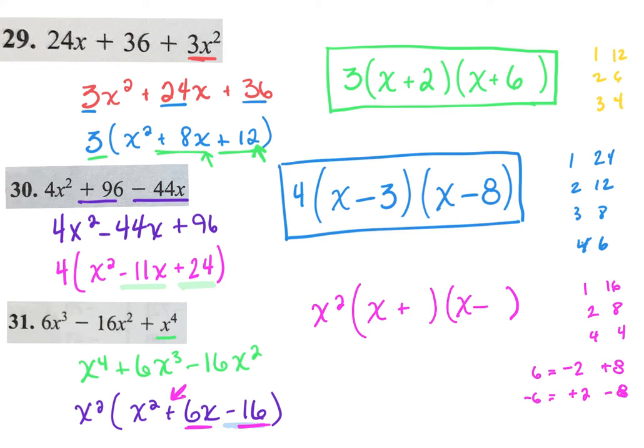All right, so in this case, I want my 8 to go with my positive, and I want my 2 to go with my negative. And that is my factoring for this one.